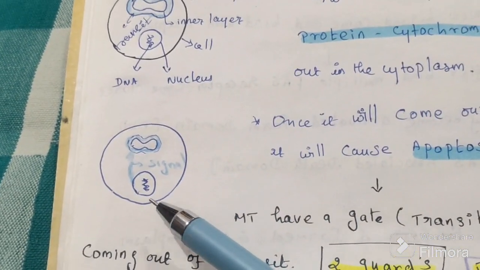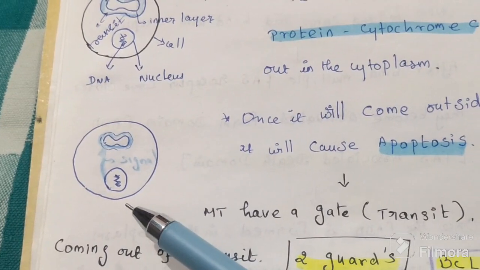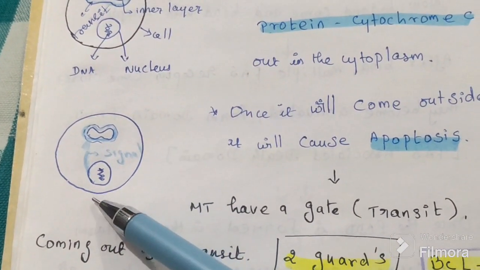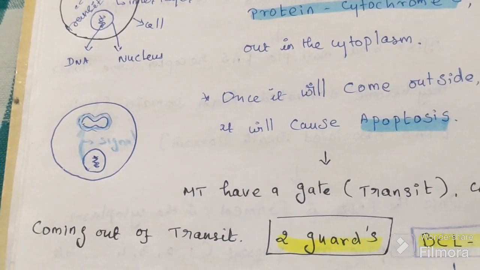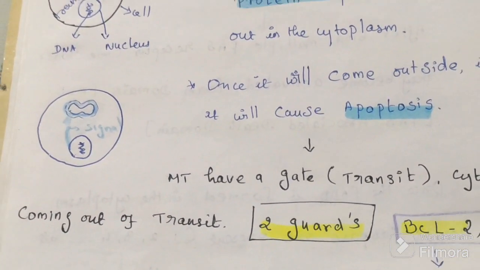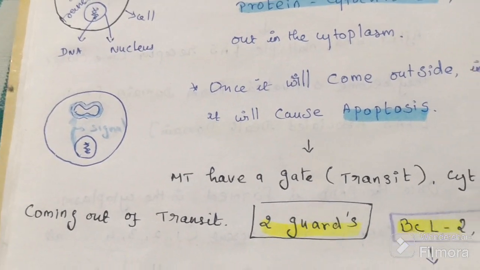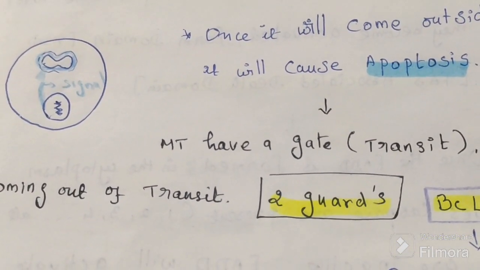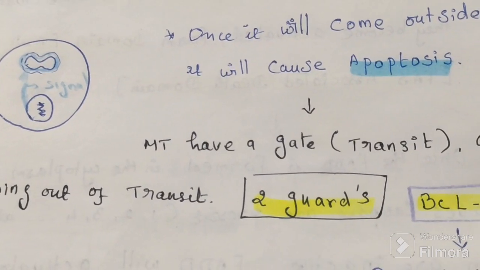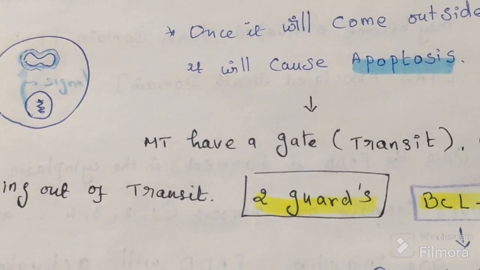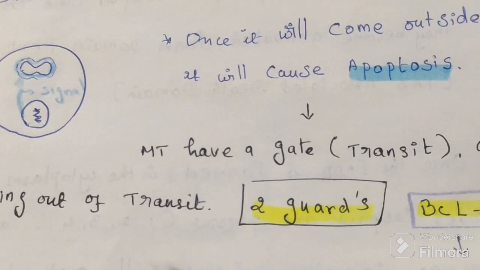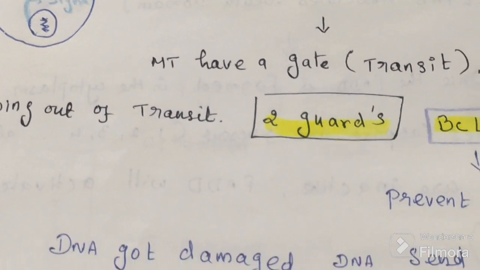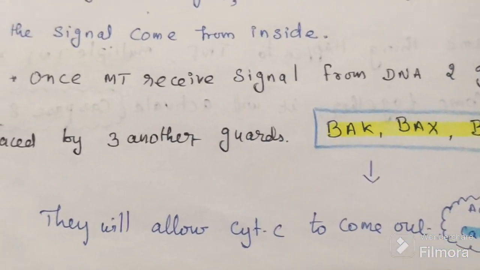Now, this DNA got damaged means DNA sends a signal to the mitochondria. So the cell becomes damaged and cannot survive. That cell does not survive; it goes for suicide, we have to die. So the signal comes from inside, not from outside. So it is known as the intrinsic pathway.